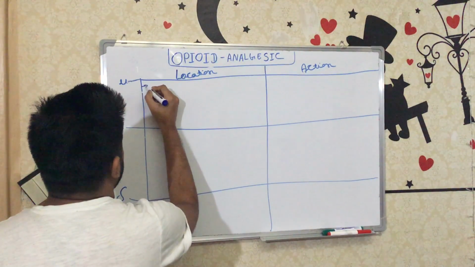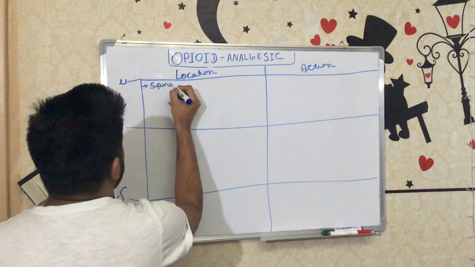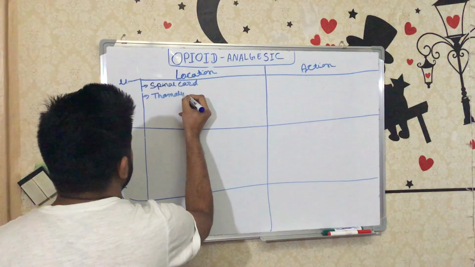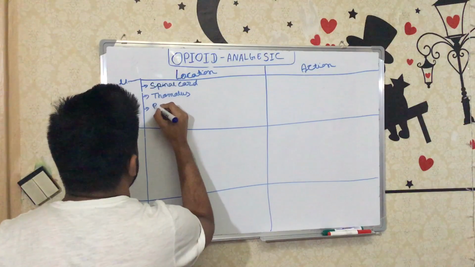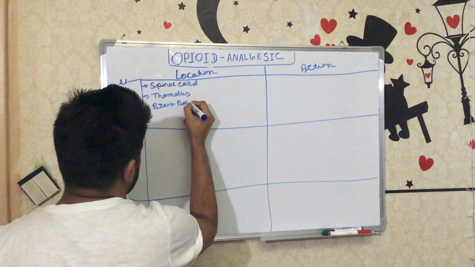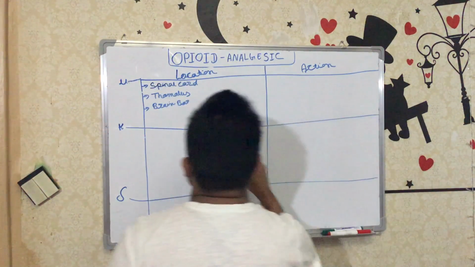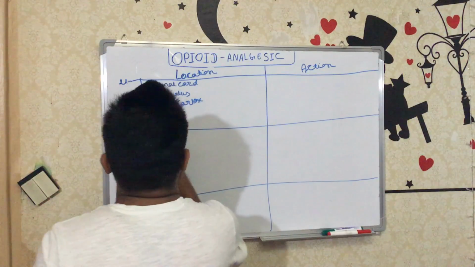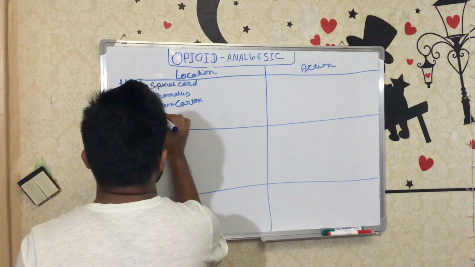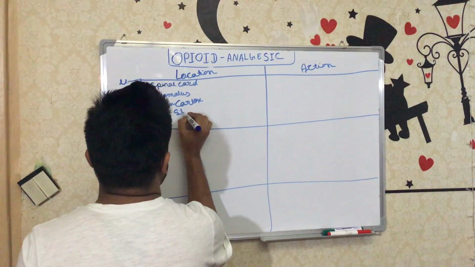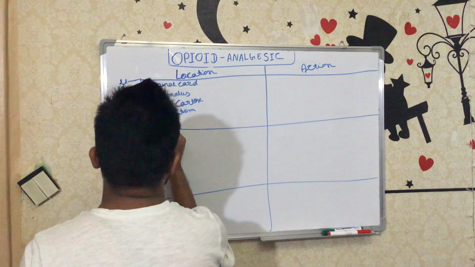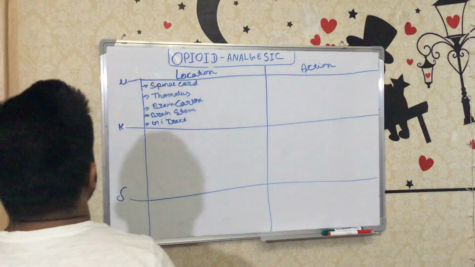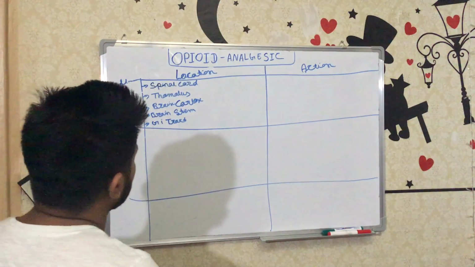First, its localization is the spinal cord. Then the thalamus. After that, the brain cortex. Then the brain stem, that is the medulla oblongata. Then the adrenergic tract. So these are the mu receptor locations, and there are some other locations also, but these are the main locations.